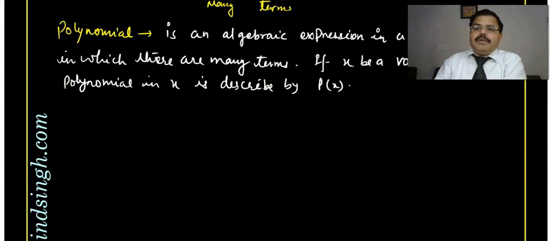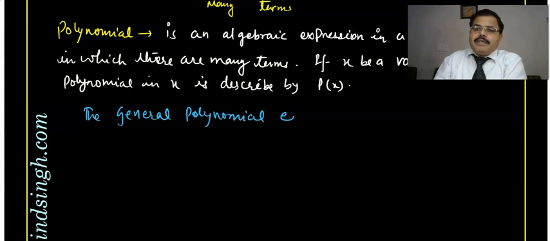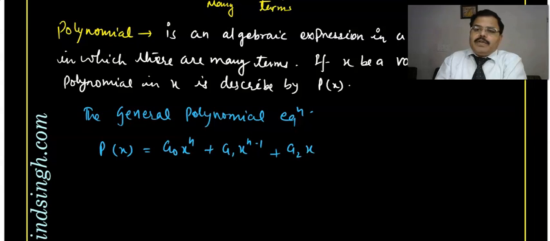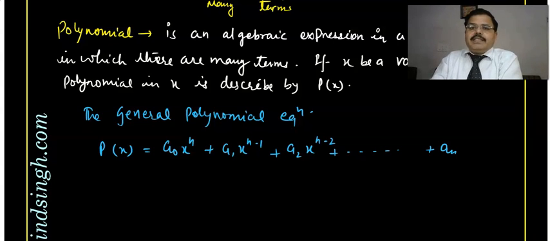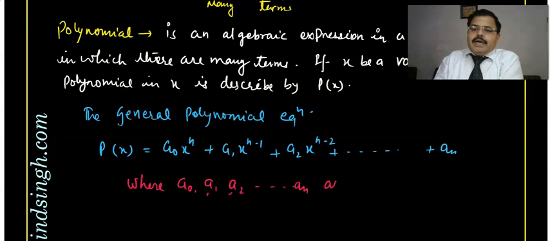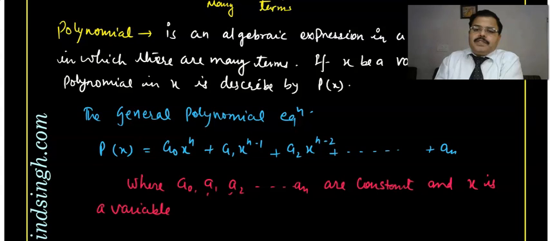So the general polynomial equation can be written as P(x) = a0 x^n + a1 x^(n-1) + a2 x^(n-2) + ... + an, where x is a variable as we had discussed, but a0, a1, a2, etc., an are constants, and x is the variable term in this polynomial.